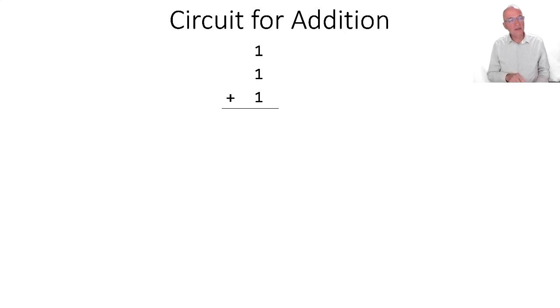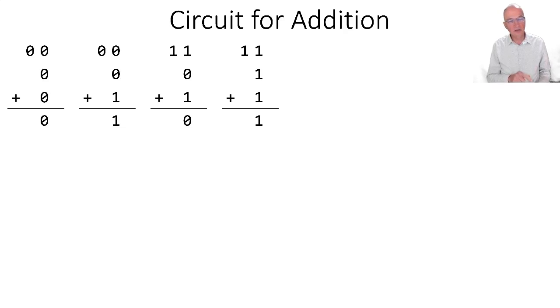So in that case, what happens if I have 1 plus 1 plus 1? The result is 1 and there is a carry of 1. If I have 1 plus 0 plus 1, then the result is 0 and there is a carry of 1. If I have 0 plus 0 plus 1, the result is 1 and there is a carry of 0, and so on. If all zeros, I get 0 and 0.